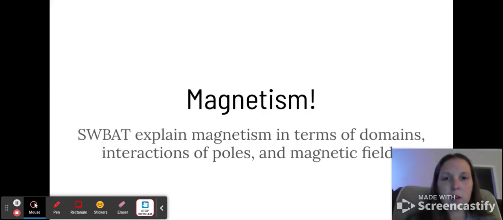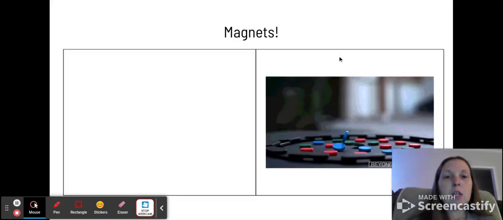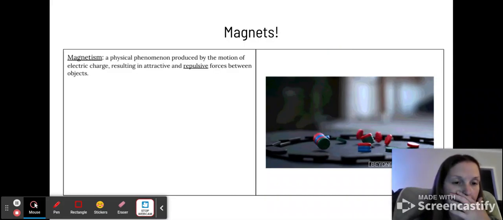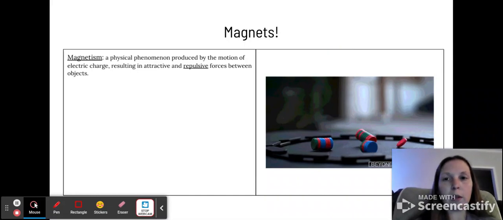Hey everyone, this is our lesson on magnetism, and by the end of this lesson, you should be able to explain magnetism in terms of domains, interaction of poles, and magnetic fields. So first, let's just review what a magnet is and what magnetism is. I know you've heard these terms before, but let's make sure we have a scientific definition.